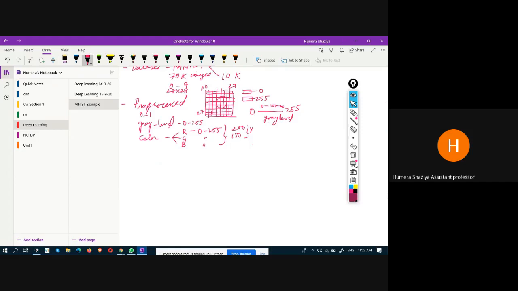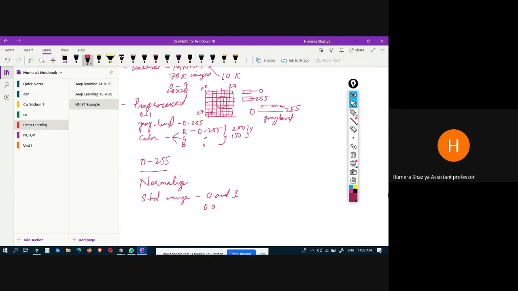This is the representation of an image in a computer system. And the pixel value is between 0 and 255. You have to normalize this. Why do you have to normalize? To bring it to a standard range. What is the standard range? Standard range is between 0 and 1.